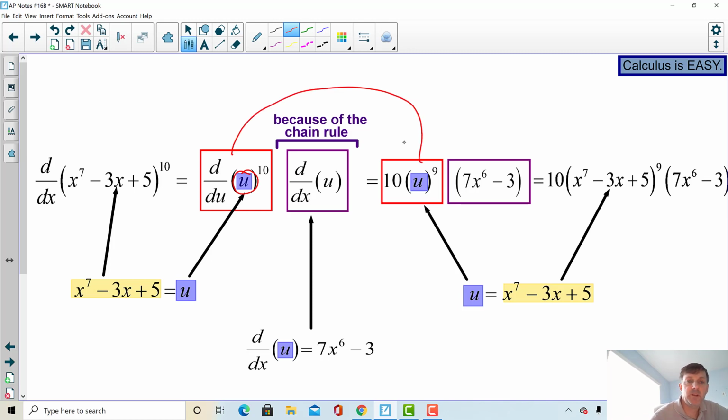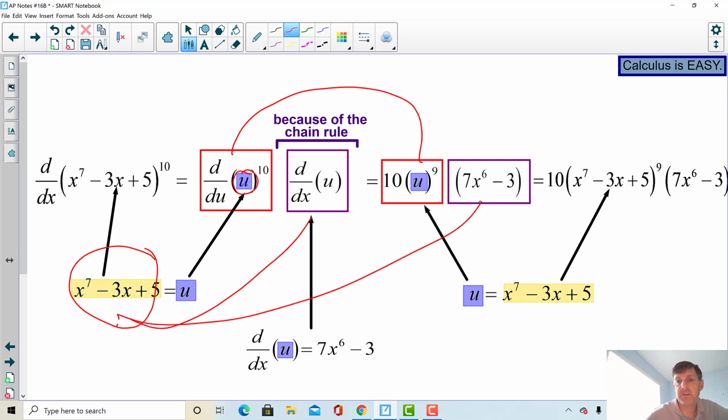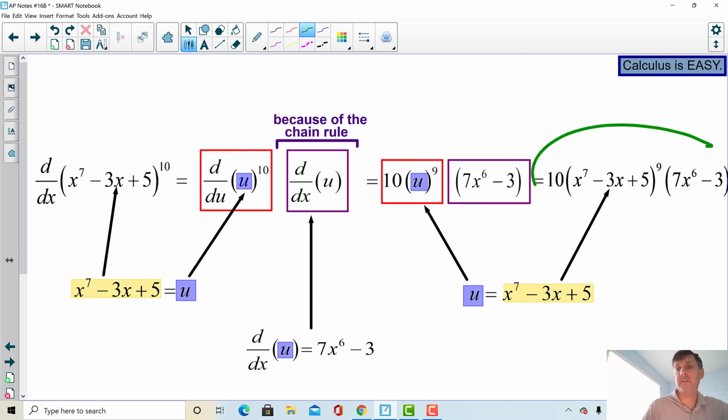But then we say, wait a minute, it's not just an x, it's a bunch of stuff. So we've got to do the derivative of all that stuff. The derivative of that stuff gives you 7x to the 6 minus 3, and then you're done. Now don't forget, you cannot leave it as a u, so you've got to trade the u for whatever u was equal to. Final answer.